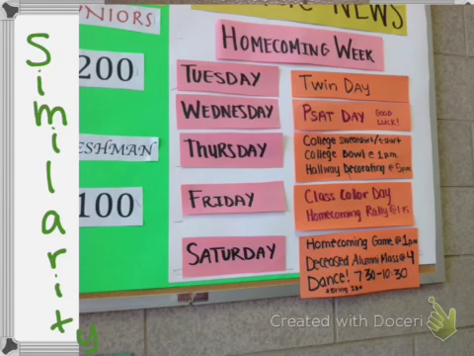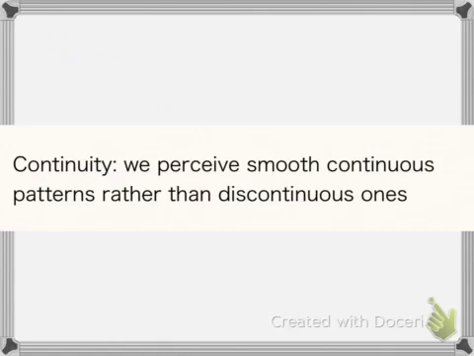Similarity is shown in this because you perceive the pink signs as being together because they're similar in color, and the orange signs are together because they're similar in color.